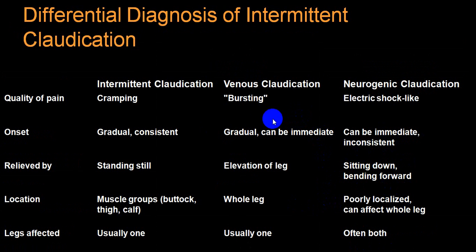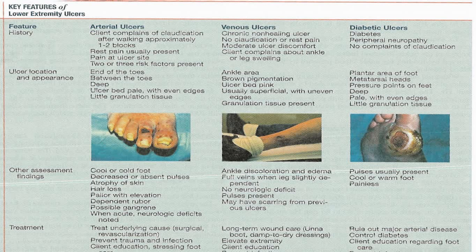This is a difference between intermittent, venous and neurogenic claudication. I am skipping over this; at your leisure time you can go through it. This is a difference in lower extremity ulcers: arterial, venous and diabetic ulcer. If you are interested, at your leisure time you can go through the difference between arterial ulcer, venous ulcer and what we call diabetic foot.